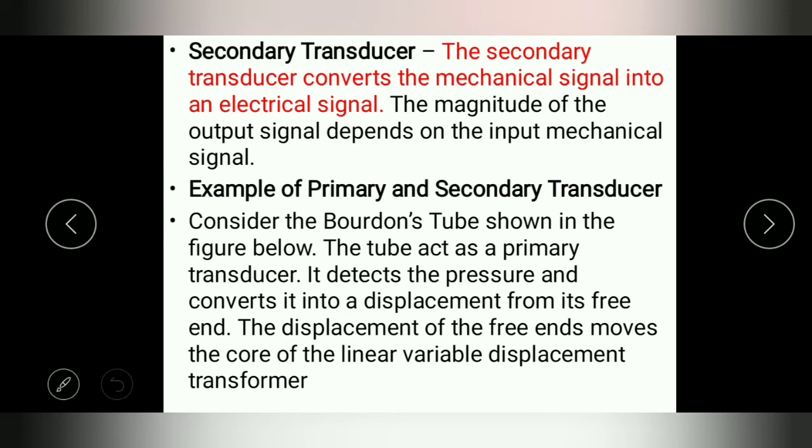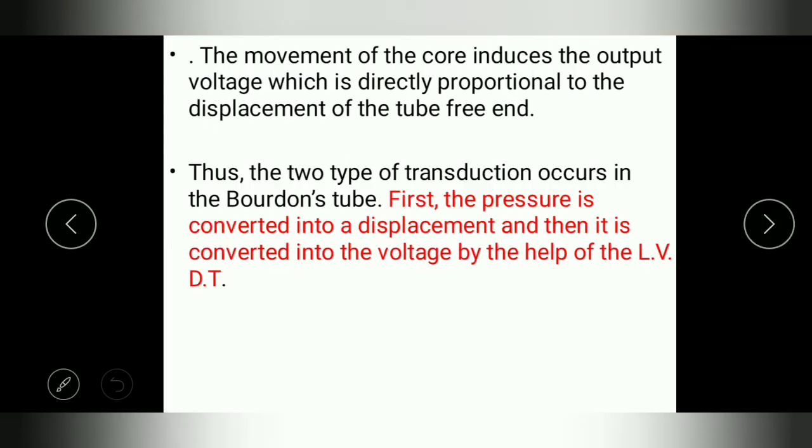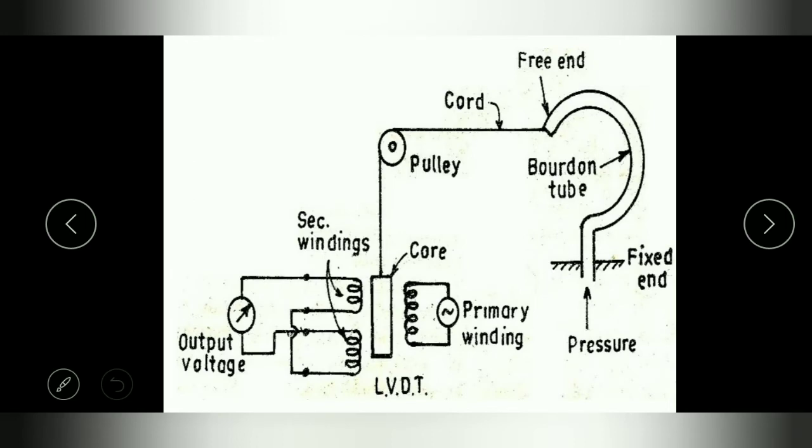Let us see an example. We take the example of a Bourdon tube shown in the figure below. The tube acts as the primary transducer. It detects the pressure and converts it into a displacement at its free end. The displacement of the free end moves the core of the linear variable differential transformer, or LVDT. That is explained in this particular figure.